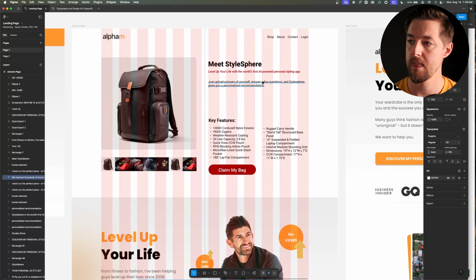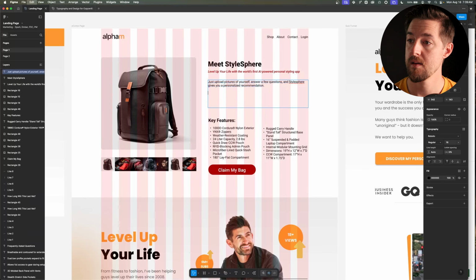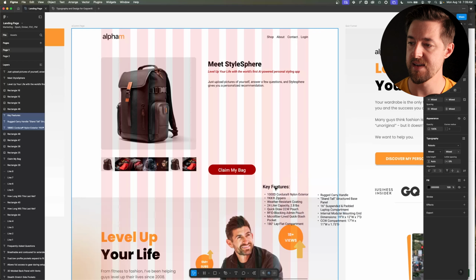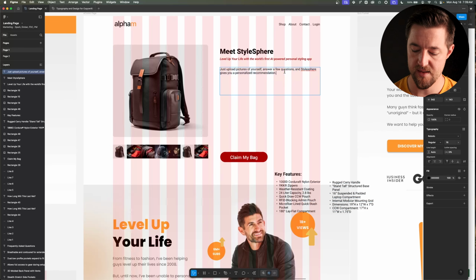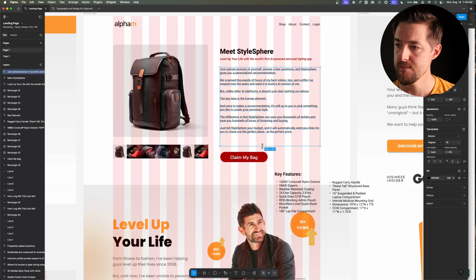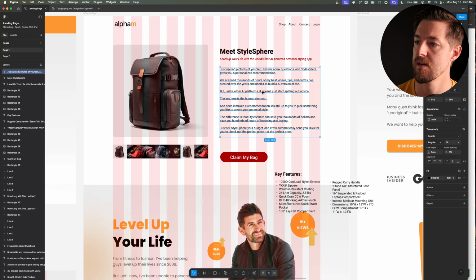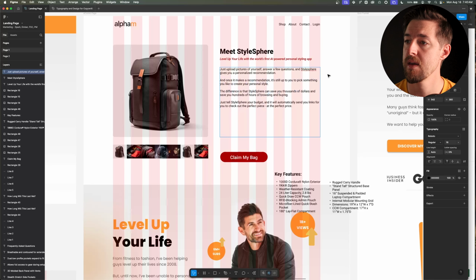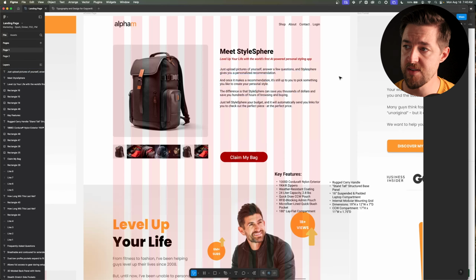Okay. I think the key features are going to be harder here. There's not as obvious of a key feature in information products in the same way. There we go. That's pretty good. Just upload pictures of yourself, answer a few questions, and StyleSphere gives you a personalized recommendation.